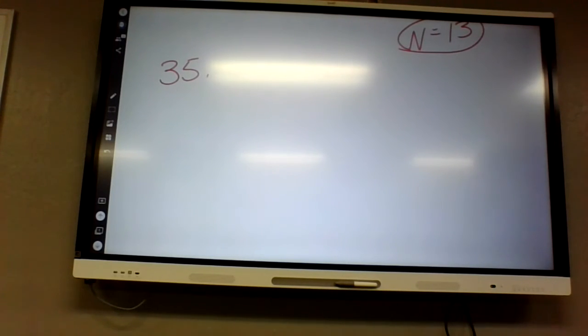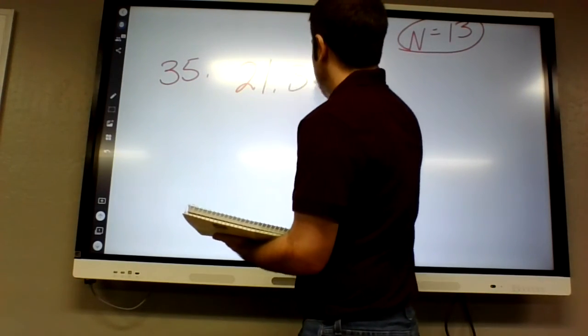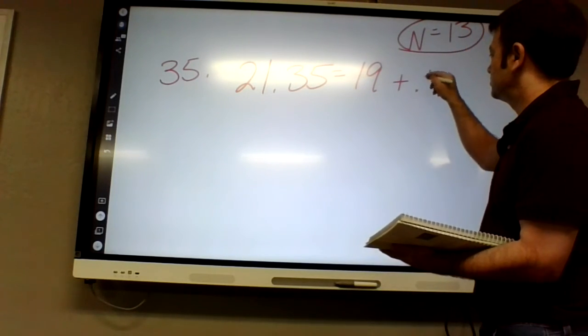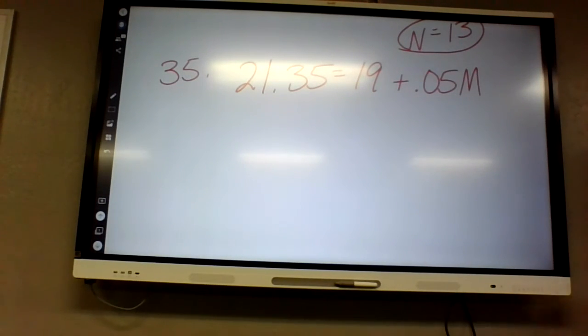Anybody think they might know what that looks like as an equation? So I'll say it one more time. He has to pay $19 no matter what. On top of that, he has to pay 5 cents for every minute. And in total, he pays $21.35. Gianna? So 21.35 is equal to 19 plus 5 cents per minute, so 0.05 times minutes. Right. You're going to have to pay 5 cents times however many minutes he was on the phone.